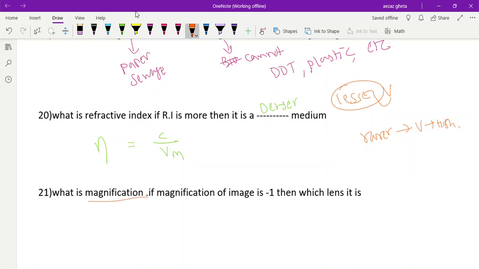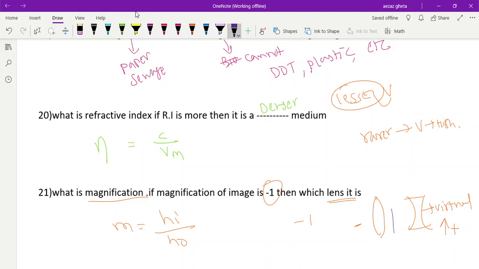Next, what is magnification? Magnification is the ratio of the height of the image to the height of the object. If magnification of the image is -1, think about which lens it is. We have two types of lens: convex lens and concave lens. Concave lens will always give a virtual image. A virtual image is always erect, so positive will come. But a convex lens can give a negative value because it gives a real image. A real image is inverted, so minus comes. So it is a convex lens, because a concave lens always gives a virtual and erect image.